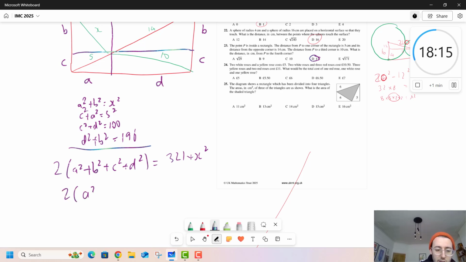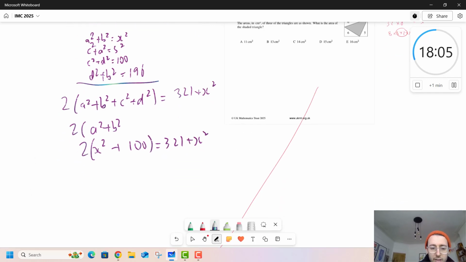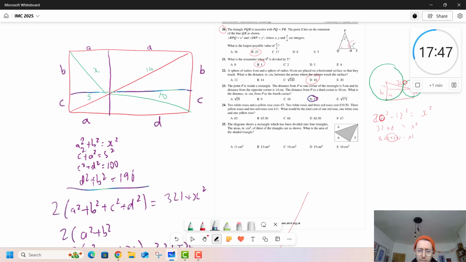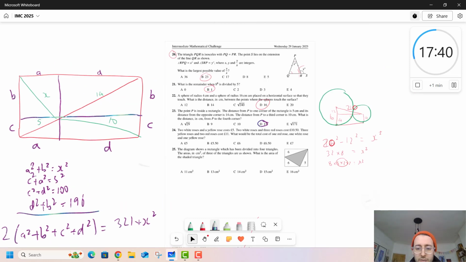Oh, I'm really glad I wrote this out because I got this wrong. So two lots of a squared plus b squared. Remember, that's just x squared. So we've got two lots of x squared plus 100 equals 321 plus x squared. Now I can solve. So that's 2x squared plus 200. Oh, I get the same thing. Equals this. So I've got x squared equals 121, so x is 11. Wow, I somehow made a mistake. I don't think you can really see this, but I just drew it out. Okay, wasted time.